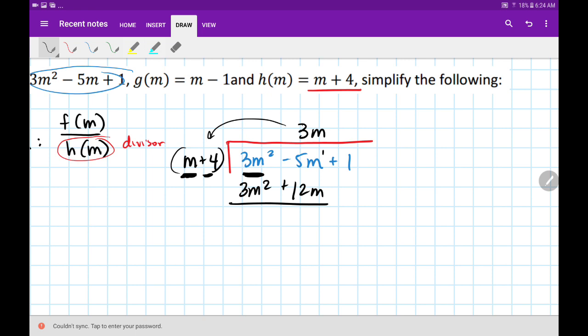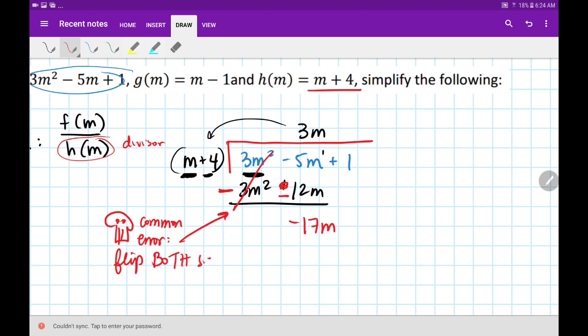Okay, I need to subtract, meaning I'm flipping the signs. So 3m squared minus 3m squared, that disappears. Minus 5m minus 12m is minus 17m. I'm warning you right now that flipping both signs is a super common mistake. So watch out. Common error is people only flip the first sign. They put a minus in front. But you really need to flip both signs. Must flip both signs. Okay, so next up we're going to bring down that 1.